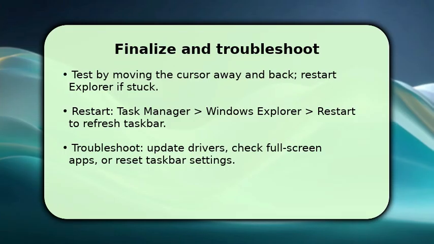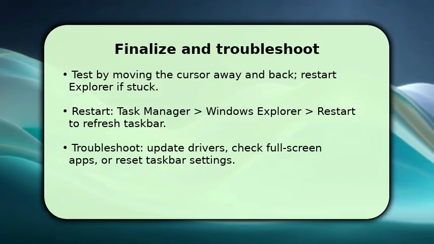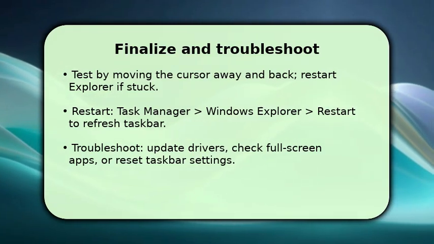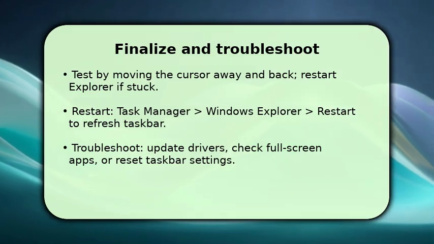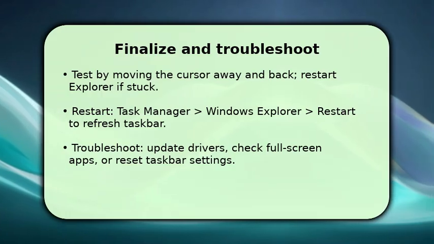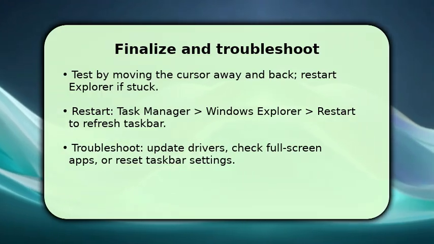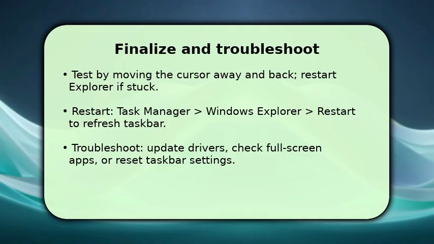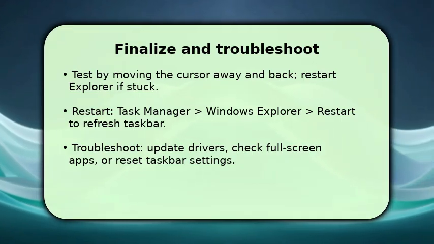Make sure no app is forcing the taskbar visible, such as notifications or full-screen warnings, and update graphics drivers if animations misbehave. If problems continue, toggle settings off and on, then reboot. This final check ensures a clean hide and predictable return when you need the bar.